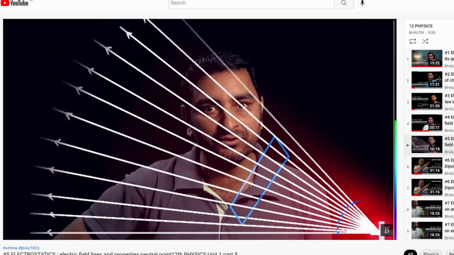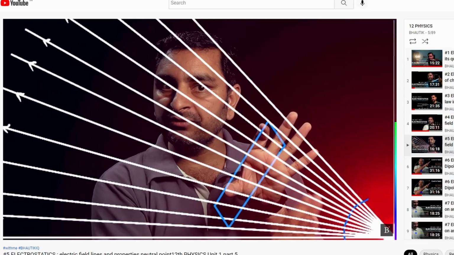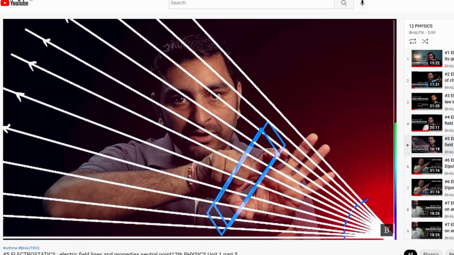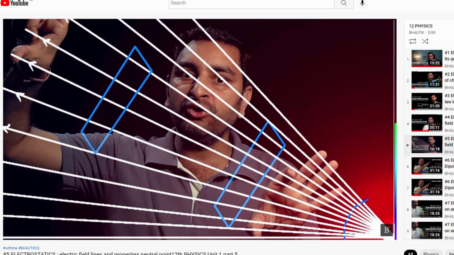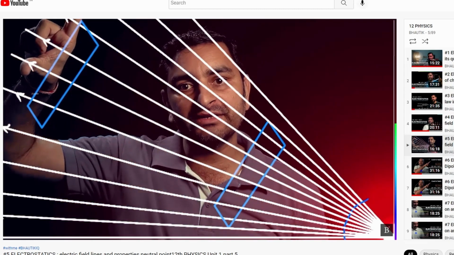Like this, this is the charge, and from this charge, these are the different numbers of electric lines of force, in which some of the lines are passing. As I move this from this point, you can observe now less number of lines are passing through the same.